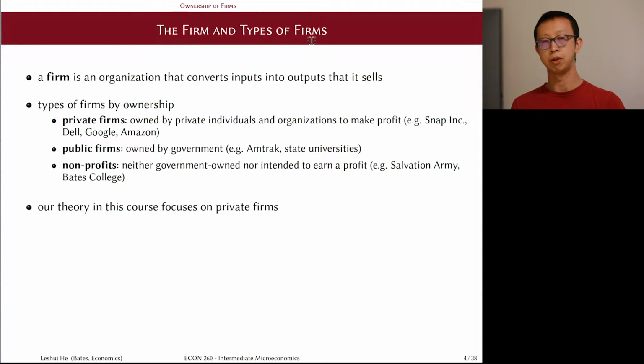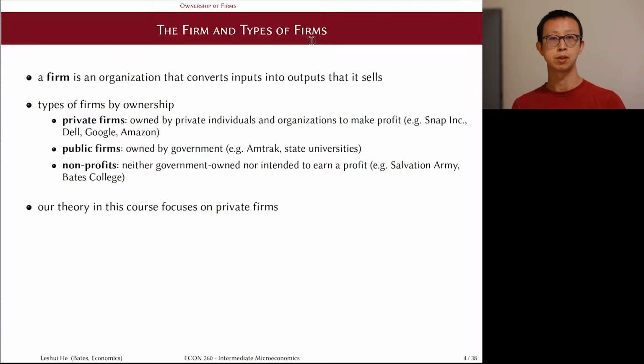There are also public firms that are owned by governments. In the US, we have Amtrak, the public television station PBS, public radio NPR, and state universities. We also have nonprofit organizations. This includes all types of charities, colleges, religious organizations, and foundations. These entities may not pursue monetary profit, but they all have some objective or mission that they strive to advance.